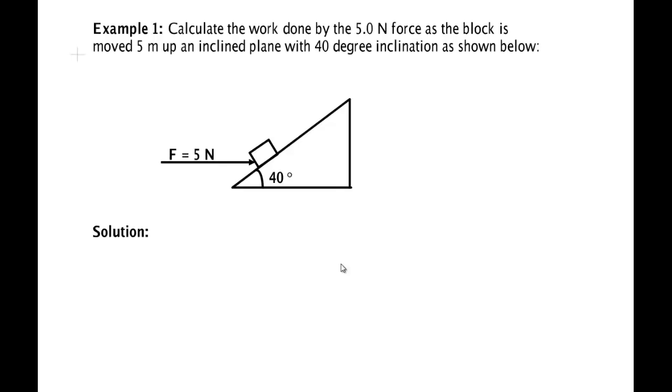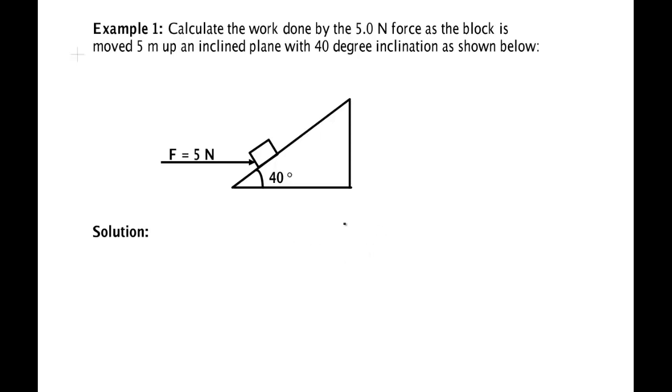In part 3 of work, we'll do some calculations now, applying our definition from video 2. Calculate the work done by the 5 Newton force as the block is moved 5 meters up the inclined plane with a 40-degree inclination as shown below. Remember, to calculate work, you must first identify the force.